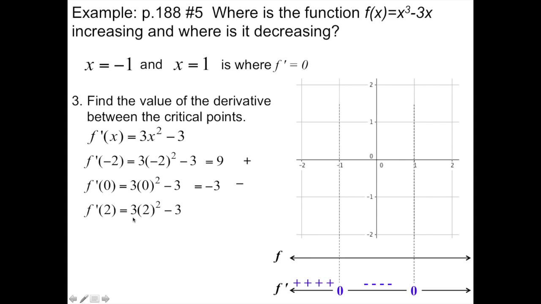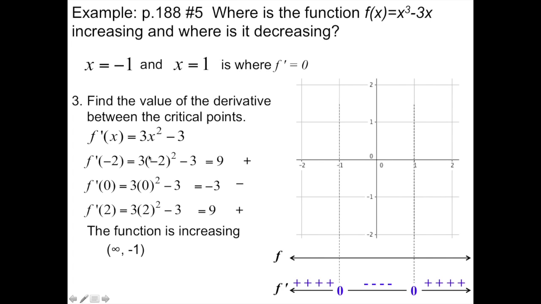And so 2 squared is 4, times 3 is 12, minus 3 is 9. It's a positive number, so I must have an increasing function over here beyond the critical point on the right. Okay, so I have increasing, so my function's going up, then my function goes down, then my function goes up again. So the function's increasing on this domain from -1 all the way out this way.